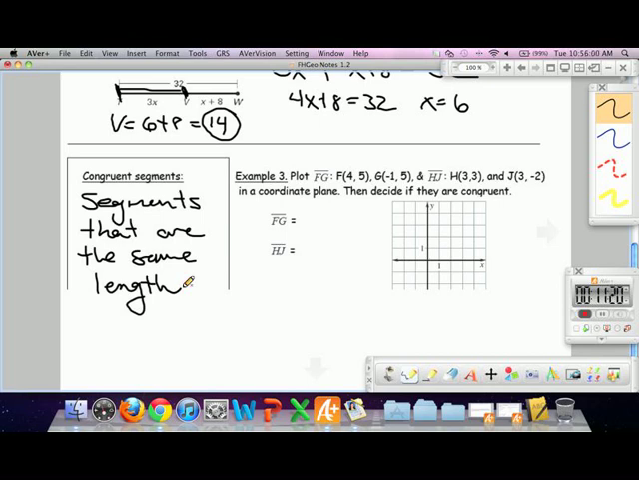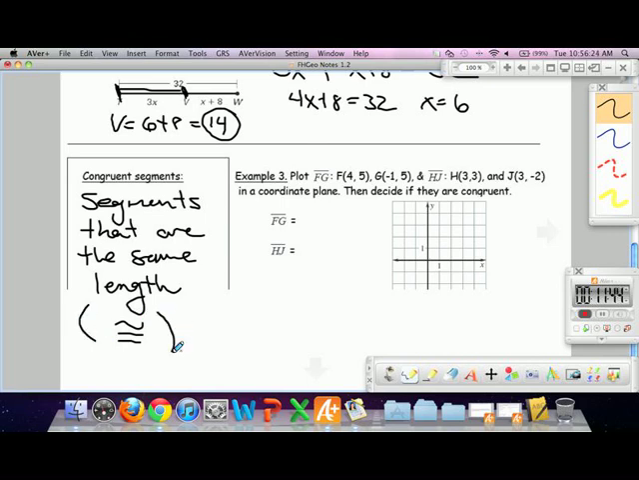The symbol for congruent, which you'll see a lot, is an equal sign with what's called a tilde over top, or a squiggly line. This is the symbol for congruent. I'll put it in parentheses so you know it's a symbol. Okay? So if you need to find if two segments are congruent, find their lengths and then compare their lengths.